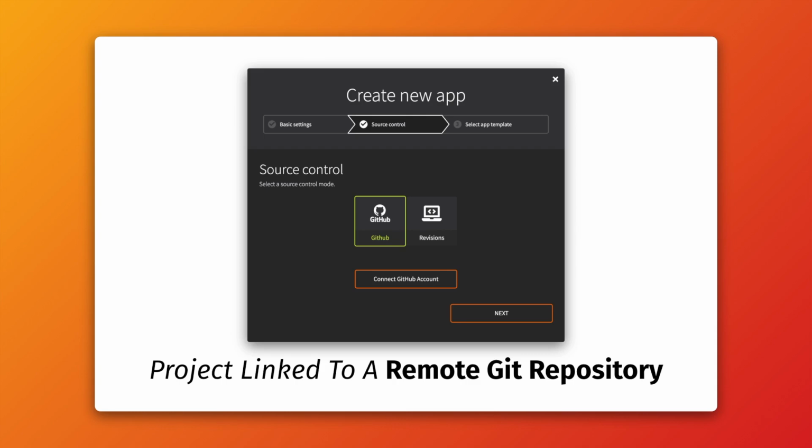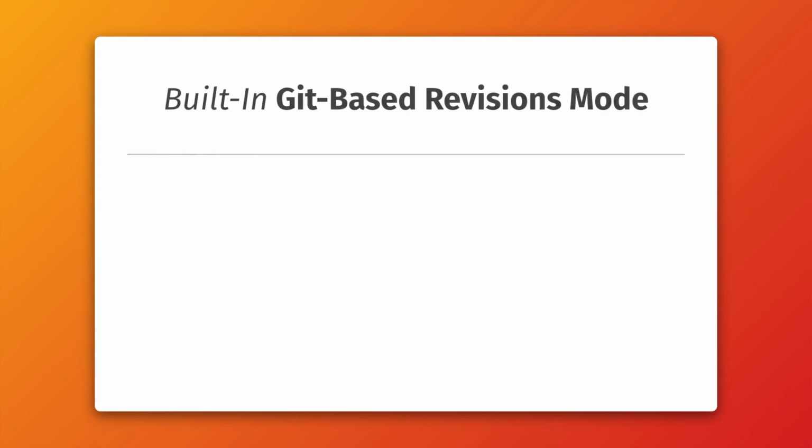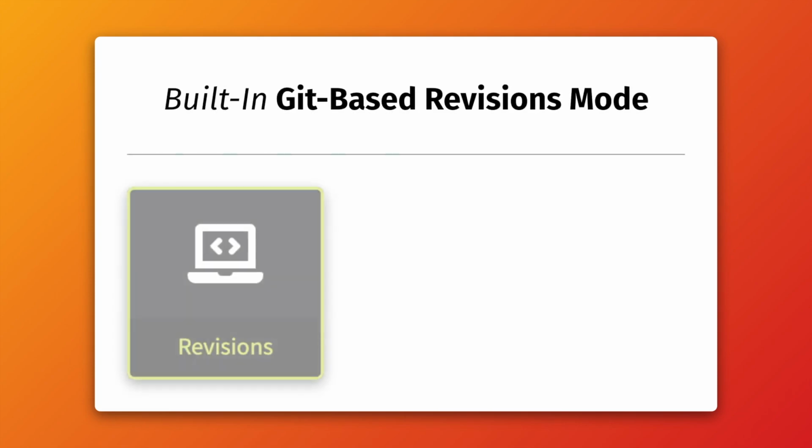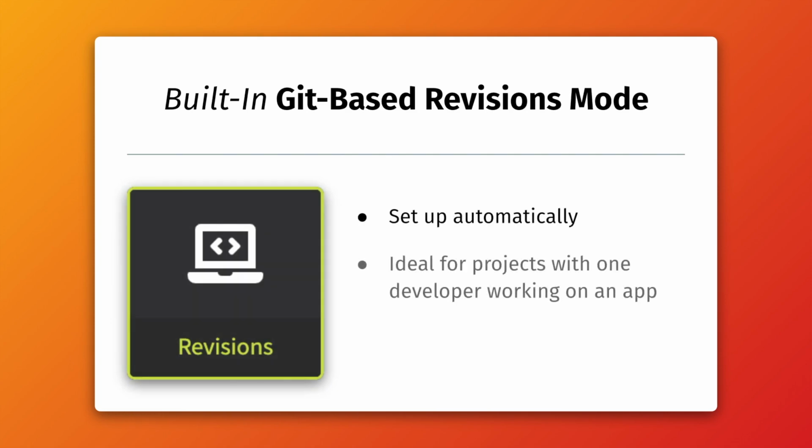As a developer, you have the ability to choose which one of these options to use for each new app you're working on. Because OXIDE's built-in revisions mode is automatically set up for you, it's a very convenient way to manage code-based versions of prototypes or projects where you'll be the only developer working on the app. It takes zero configuration and allows you to get building fast.